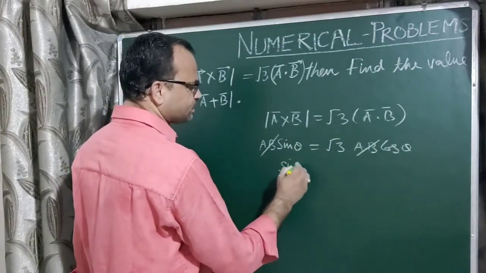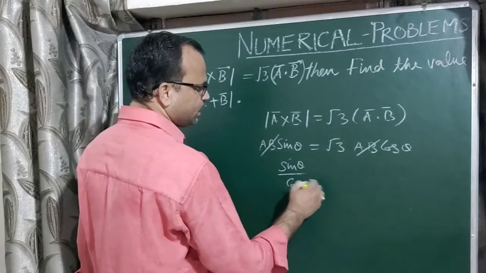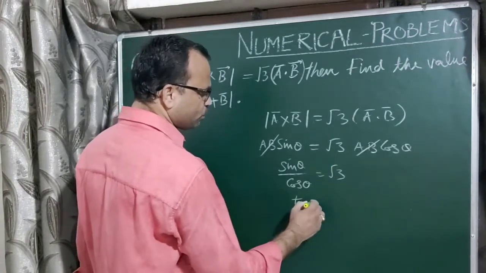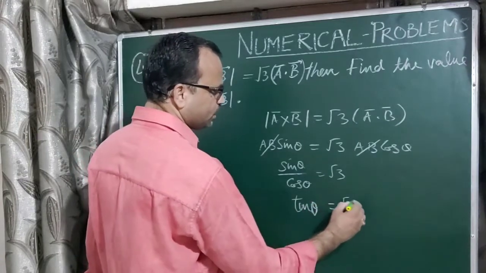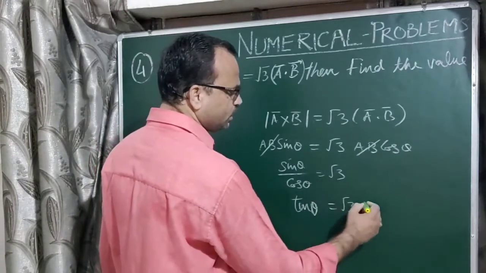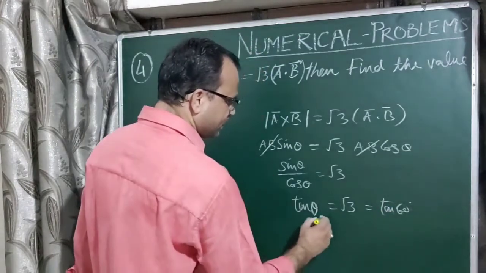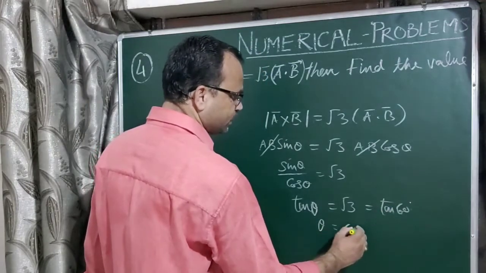So we can write sin theta upon cos theta equal to root 3, or tan theta equal to root 3. The value of root 3 in tan is tan 60, so we can write theta equal to 60 degrees.